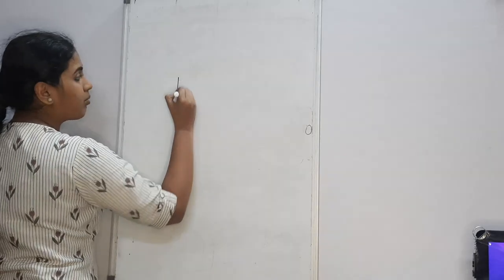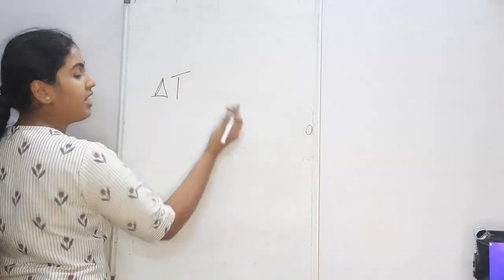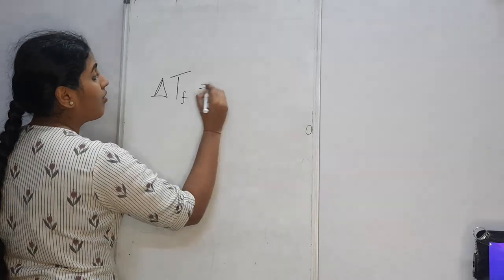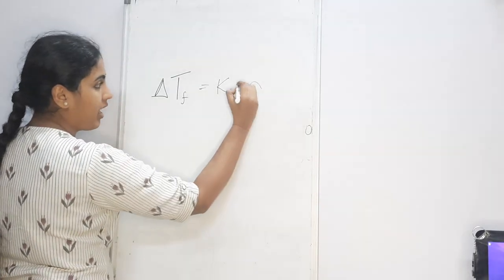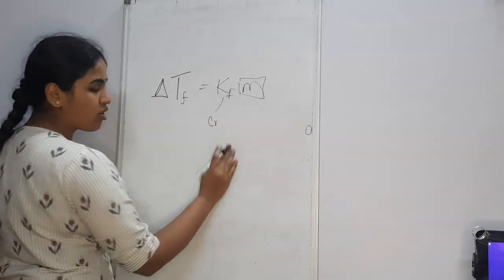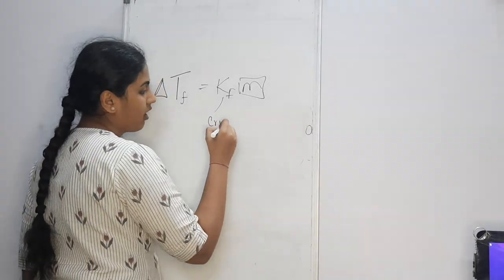The freezing point of a substance is where the vapor pressure of the substance in its liquid phase is equal to the vapor pressure of the substance in its solid phase. Now this applies the same logic as elevation of boiling point, except that here our freezing temperature is lowered. We'll get directly to the formula. Both the formulas are very, very similar. Here we represent it as delta TF equals KF into m, molality again over here, and KF is called our cryoscopic or molar depression constant.